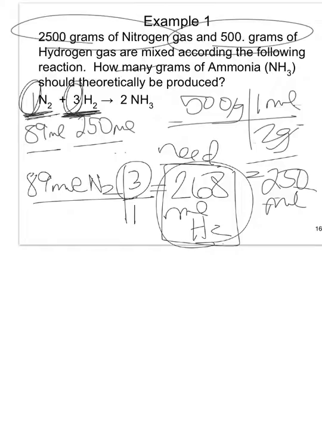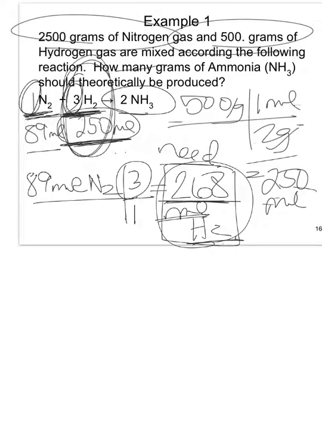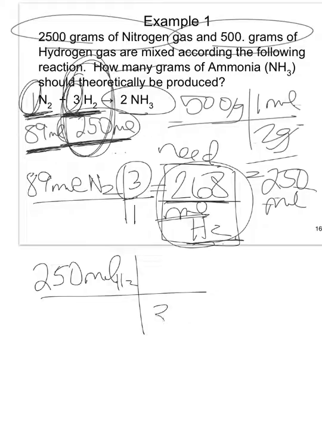Between the two then, they would both run out at the same time, and I'd make all the product. In this case, though, I don't have the 268 moles that I need of the hydrogen. I only have 250 moles. And I would need 268 moles to run this to completion. So this is my limiting reactant. This is going to run out first. And there's going to be a little bit of extra nitrogen here. So what I'm going to do is take the 250 moles, what I have of the hydrogen. I'm going to say 3 moles of hydrogen will make 2 moles of NH3.